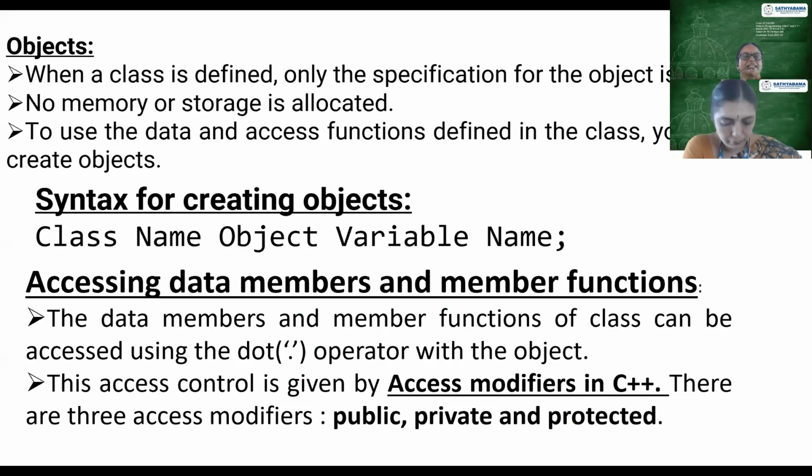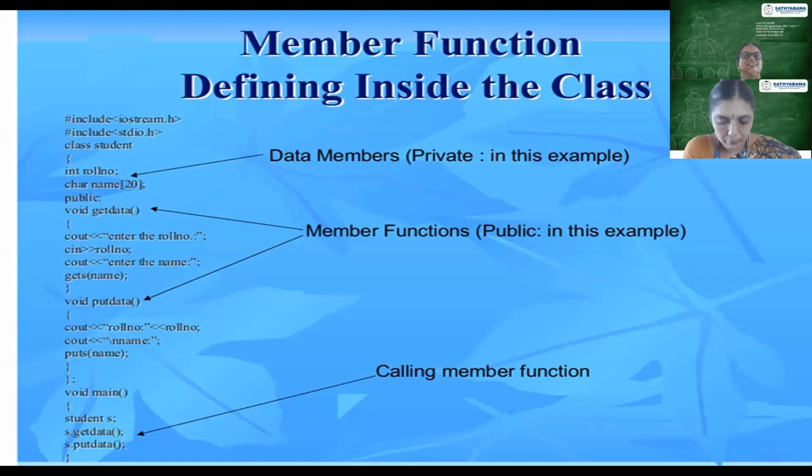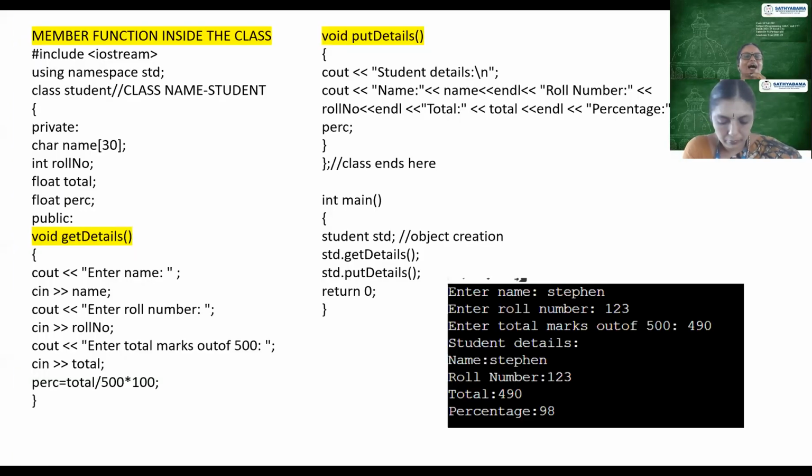To create the object: class name, space, object variable name, and dot is the operator where I can access the data variables as well as member functions. Okay, object name dot function name or object name dot variable name. So I think we have discussed all this. Member function defining inside the class. I think I will execute this program. I think execution I have shown you in the previous class.